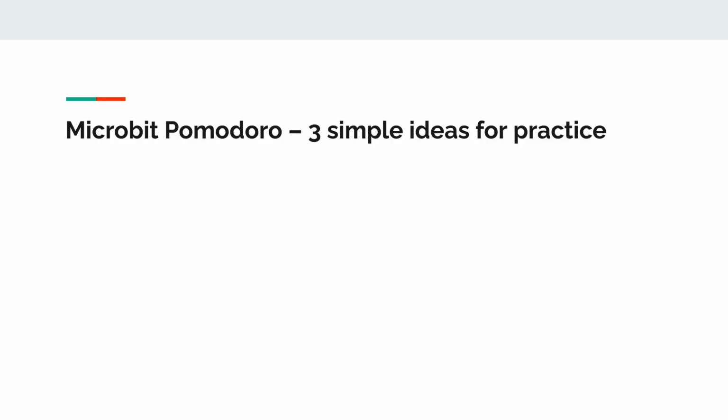For the end, I would like to suggest 3 simple ideas for practicing with Microbit Pomodoro project, so you can create something on your own, but these are my ideas. So the first one is to implement one big break phase that is 15 minutes after 3 regular break phases of 5 minutes. And that is usually how Pomodoro timers are designed.